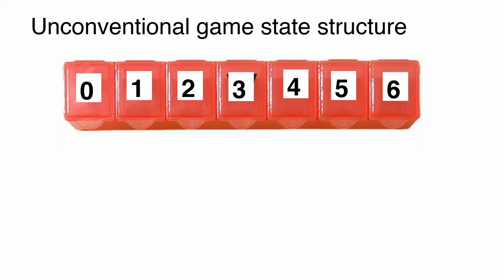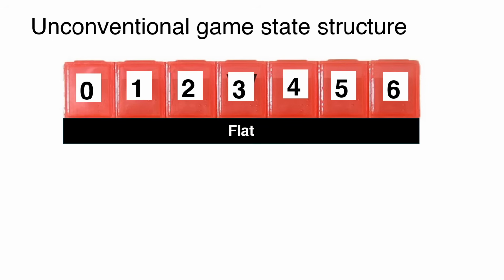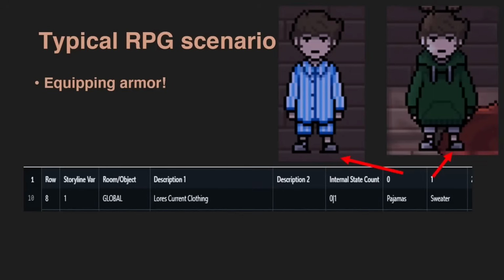Now, what you need to understand about arrays in the context of game state management is that they're unconventional for this purpose because they are a flat data structure. And to understand what I mean by conventional in this case, let's look at some typical scenarios you'd find yourself in an RPG game. For example, if you want to equip armor, the way Heartbound processes this is that at index 1, you have either a value of 0 for pajamas or 1 for sweater.